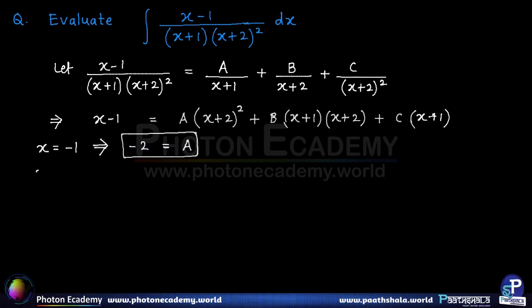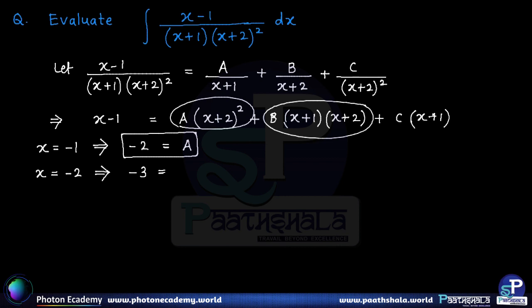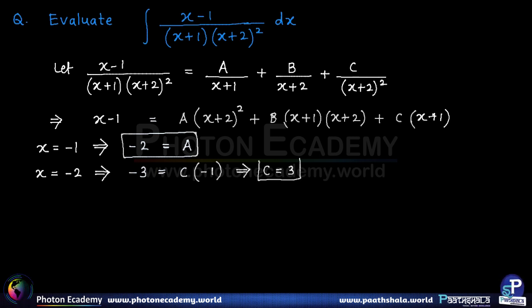Okay. Now let's put x as minus 2. So that will give us on the left hand side x minus 1, that is minus 2 minus 1 is minus 3. Now when we put x as minus 2, the first term and second term will vanish and we'll get the value of C, correct? So here we get C into bracket minus 2 plus 1 is minus 1. So that gives us C is equal to 3. So we got two constants.